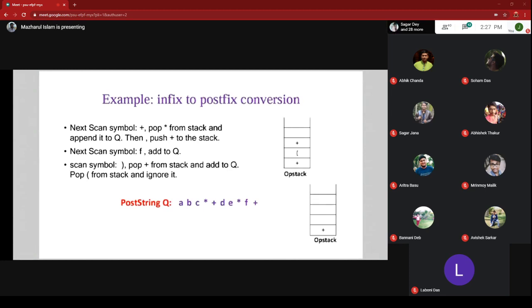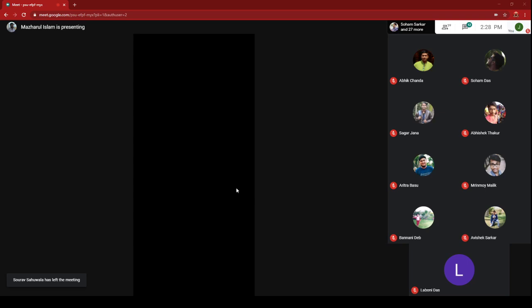Now you reach the left bracket, and you have to ignore it. You have to reach the position of the left bracket and ignore it. So at the bottom of the stack diagram, you have reached the left bracket location, but you have ignored it. You have not appended it to the postfix string.